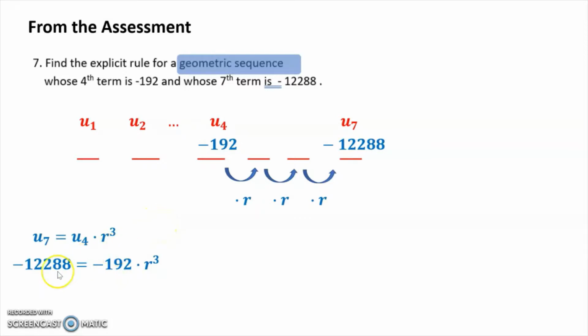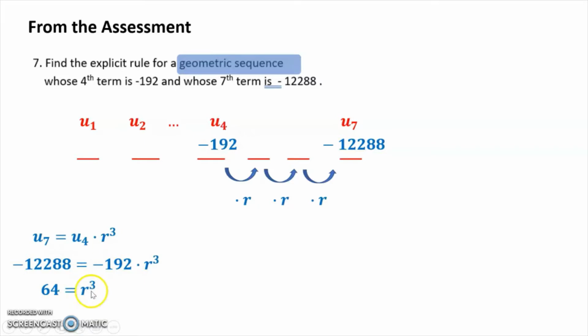Okay, let's see how this goes. So I have this equation. I want to solve it. I see negative 192 times r cubed. There's multiplying here, so to get rid of this number, I'm going to divide both sides by negative 192. That means this number will turn positive. And when you divide it by 192, you get 64. So 64 equals r cubed.